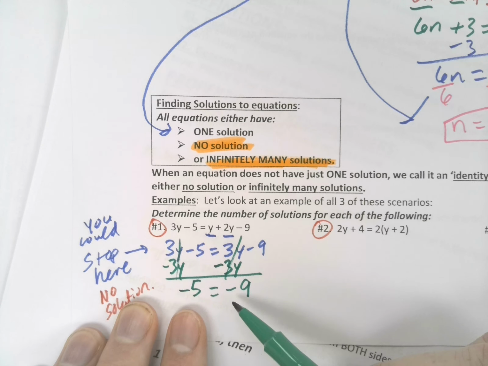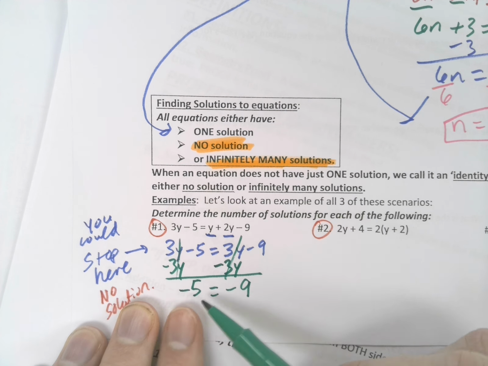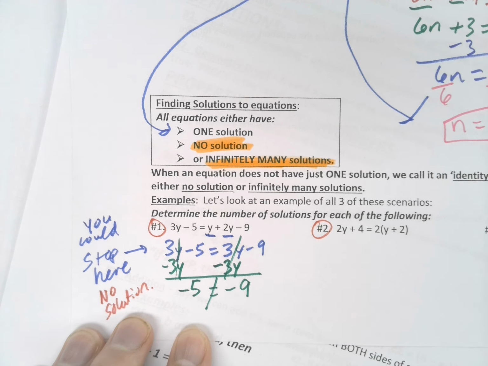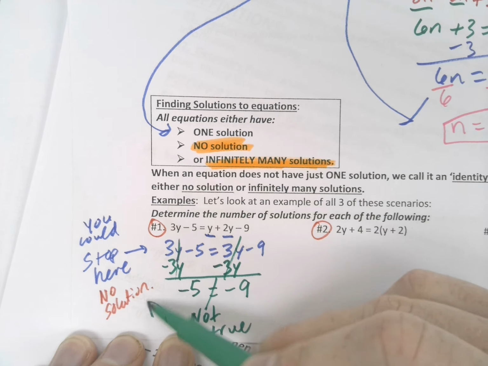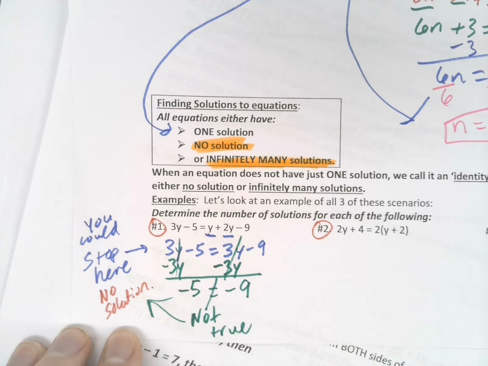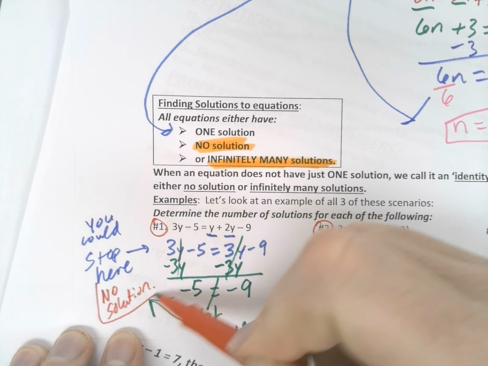Wait a minute. There's no variable to solve for here. And that's not true. So if what you're left with is not true, you know it's going to be a no solution.